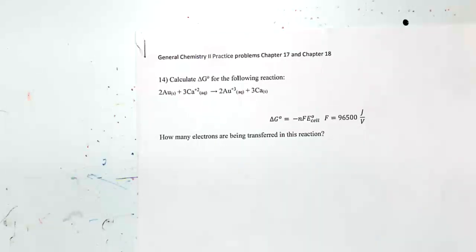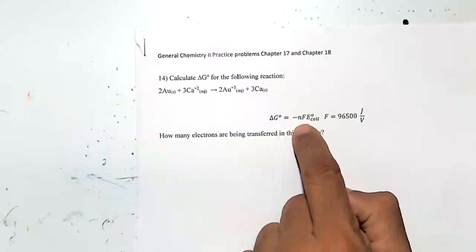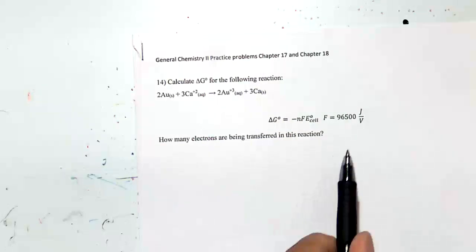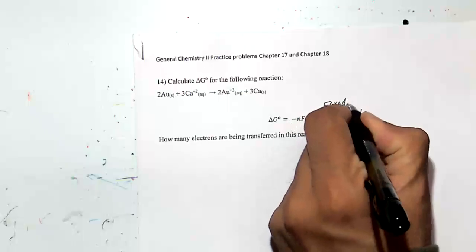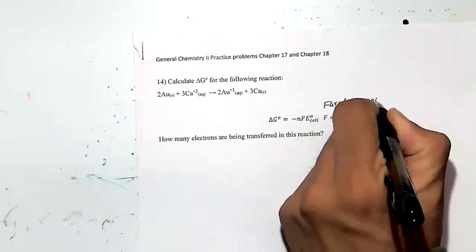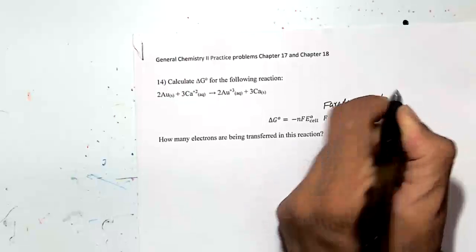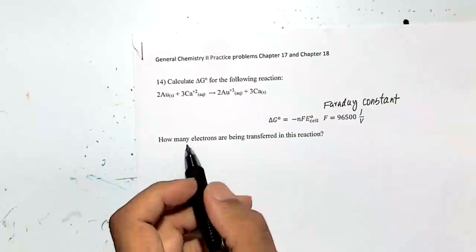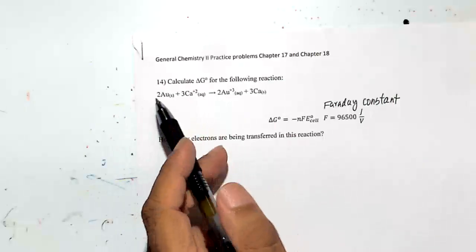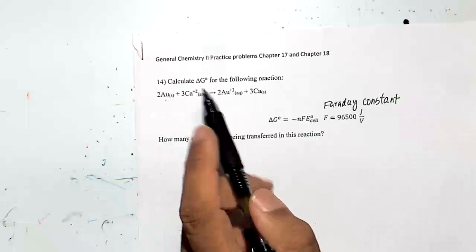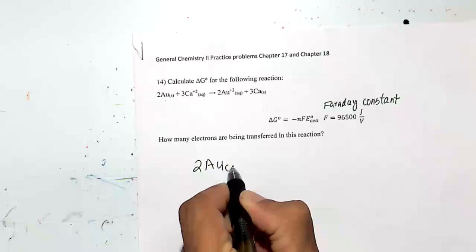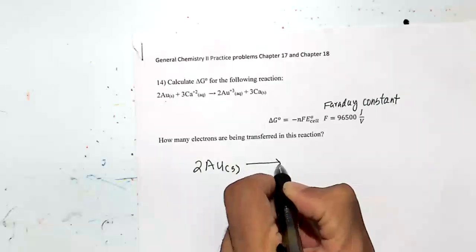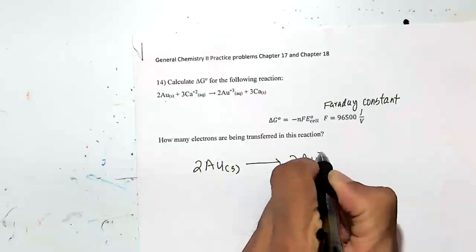Calculate delta G naught for the following reaction. And that's the Gibbs free energy. We'll utilize this equation. F is called the Faraday constant. All right, how many electrons are being transferred in this reaction? So we'll go from 2Au to 2Au plus 3. 2Au solid goes to 2Au plus 3 aqueous.